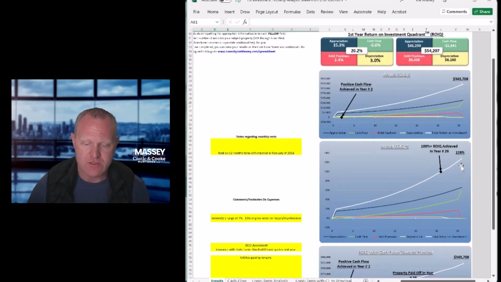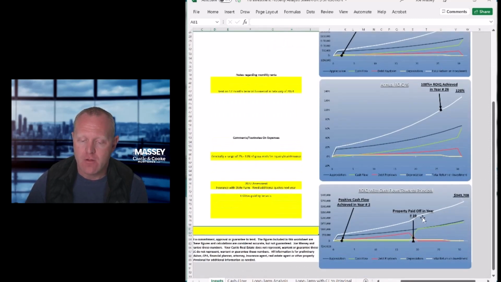The next graph is your return on investment percentage. So same thing, yellow is depreciation, red is your debt pay down, green is your cash flow, blue is your appreciation, and white is your total return on investment quadrant. So what you see, year number 26 is where you are achieving 100% annual return on this property.